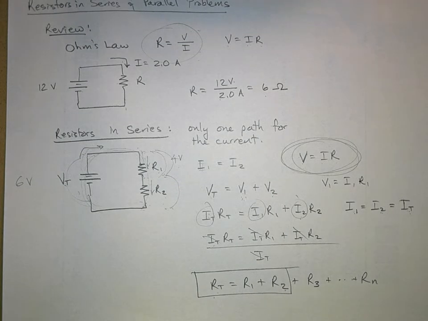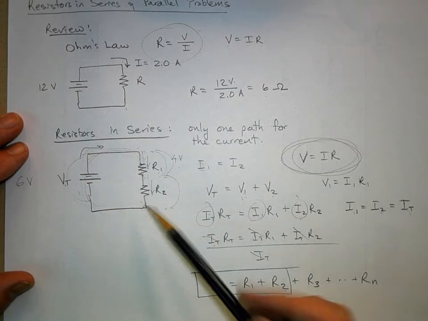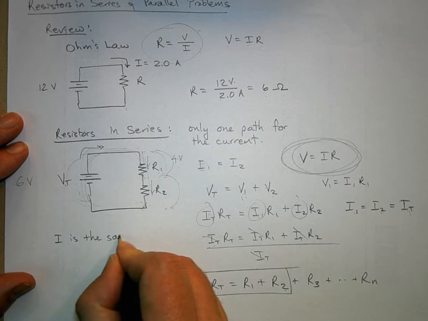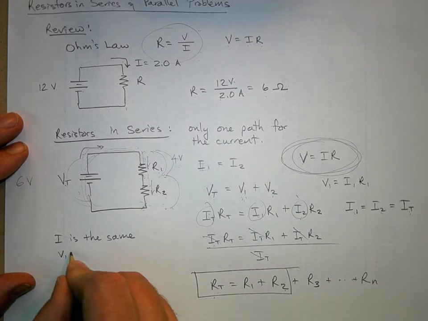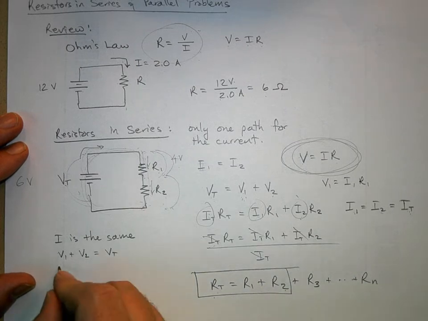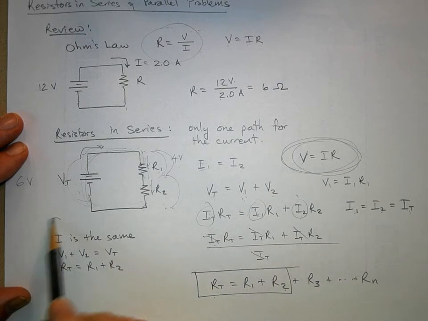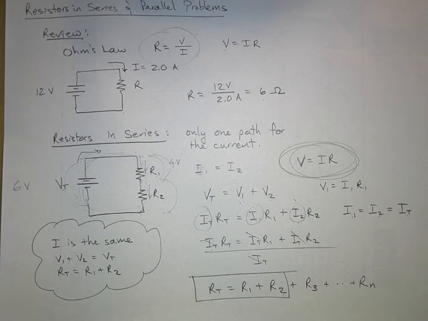So what do we know about resistors in series? To summarize, we know that the current is the same. I1 equals I2 equals the total current. Okay, at least in this one. We know that the voltages add up. V1 plus V2 equals the total voltage. And we know that the total resistance is equal to R1 plus R2. So this is basically everything you need to know for resistors in series.